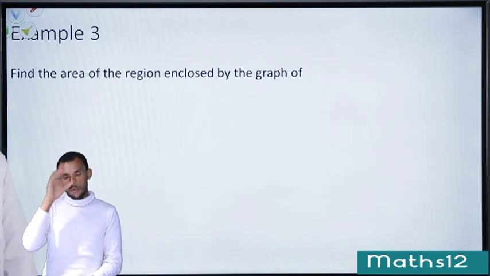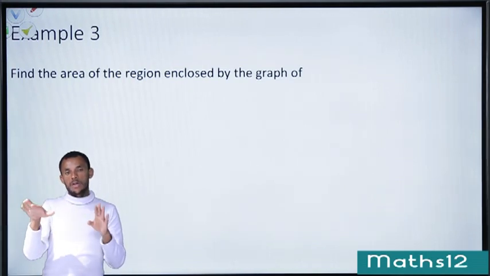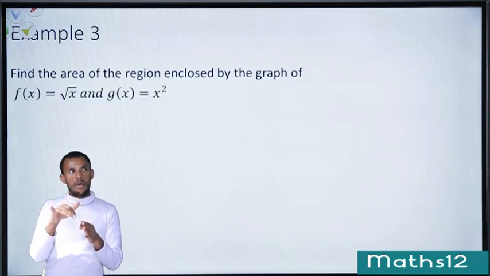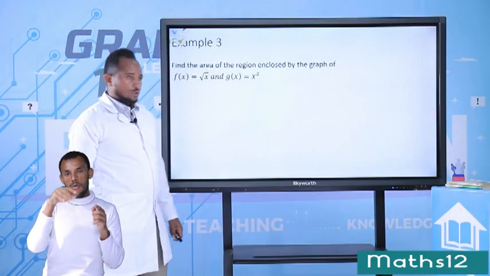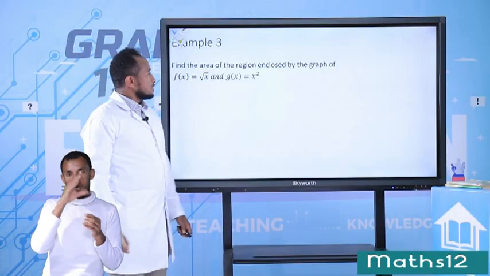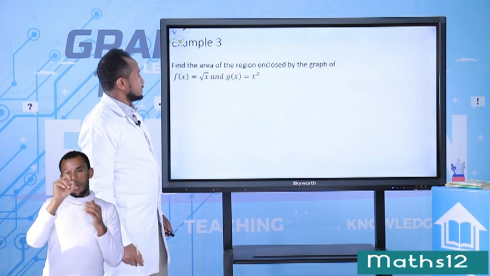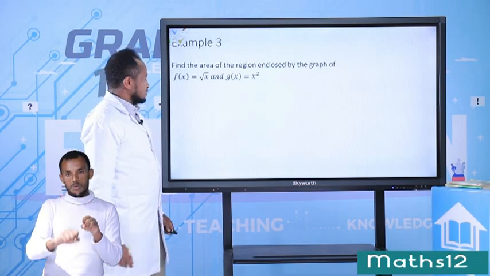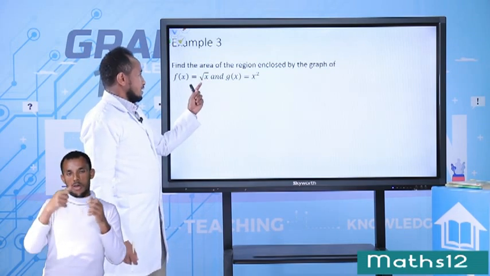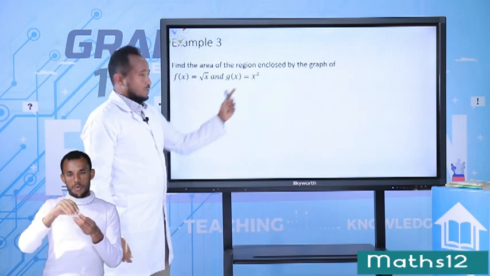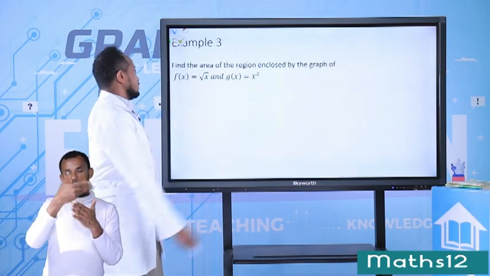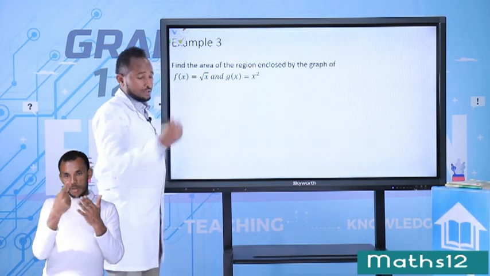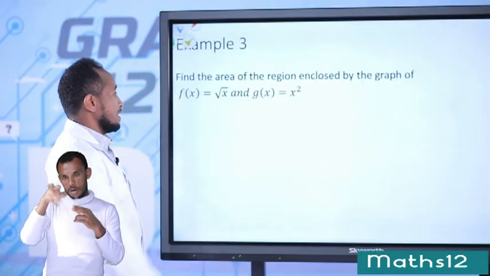Now find the area of the region enclosed by the graphs of f of x equals square root of x and g of x equals x squared. So to evaluate the area, we have to draw the graph. So let's draw the graph and try to evaluate the region or the area.